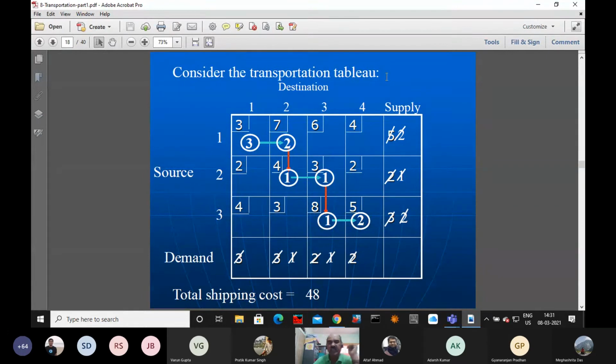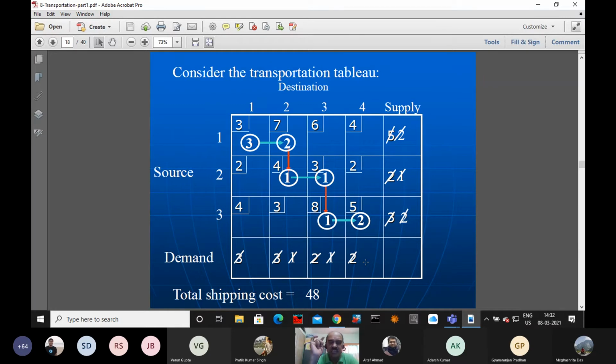And there are 4 destinations: destination 1, 2, 3, and 4. The demands are 3 units at destination 1, 3 units at destination 2, 2 units at destination 3, and 2 units at destination 4. Altogether, 3 plus 3 plus 2 plus 2 is 10 units. So this is a balanced transportation problem, because total supply equals 10 units and total demand equals 10 units.